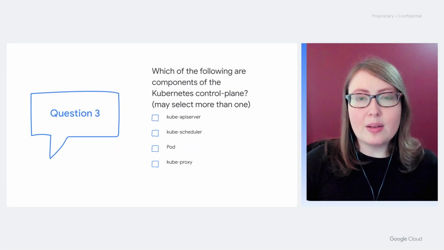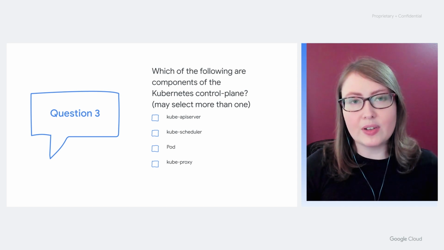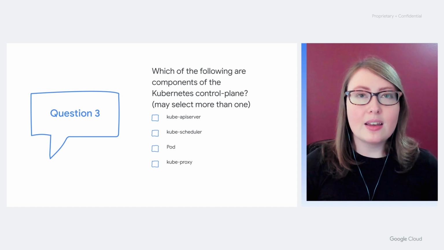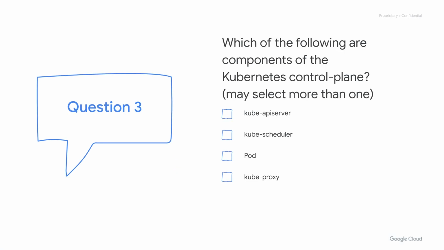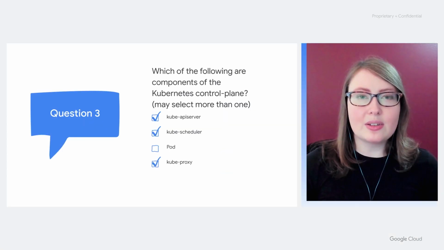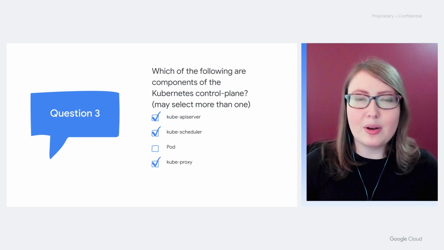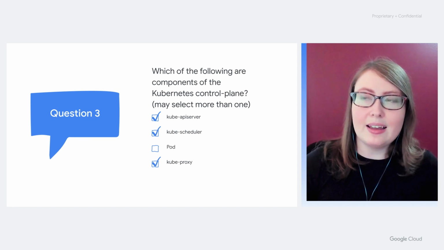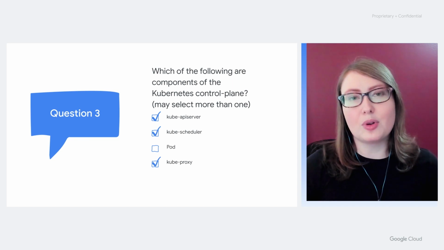Which of the following are components of the Kubernetes control plane? The Kube API server, the Kube scheduler, the pod, or the Kube proxy? Okay, and the correct answers for this one are all of the ones with Kube at the start of them. We went over the control plane components earlier, and Kube API server, Kube scheduler, and Kube proxy are all important parts of the control plane.